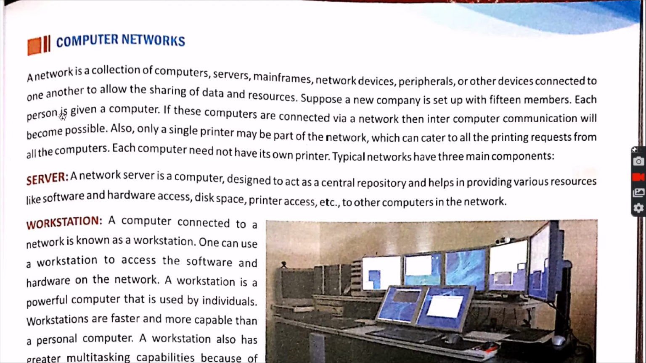So see, each person is given a computer. So the company has set up 15 computers, and the working persons have access to each computer. So if these computers are connected via a network, then inter-computer communication will become possible. So all can talk and see each other's resources by being interconnected. Also, only a single printer may be part of a computer network. See, the printer may be kept at one place only, and all the printing work of the 15 computers can be done at a single place.